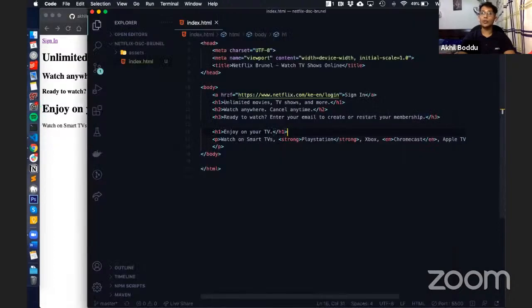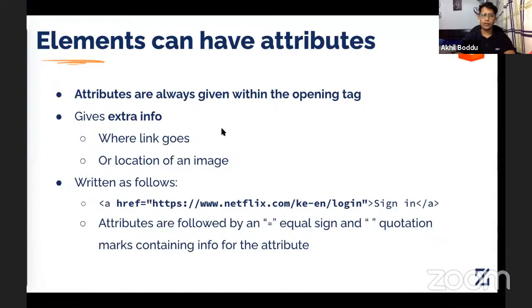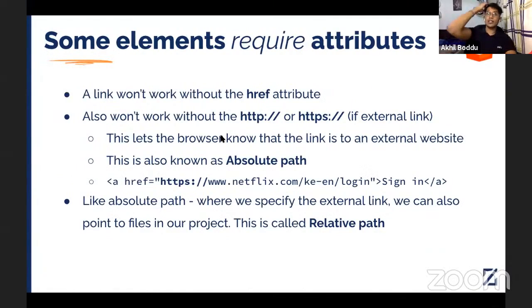And the href attribute gives this anchor element more information on what to do when you click on the sign in button, okay? Awesome. Now, some elements require attributes. So for example, this particular anchor element requires this href attribute because it's useless without it. You saw that initially when we didn't use the href attribute, it was just normal text, right? The moment we added href, it had a link. So that's why the href attribute is extremely important.